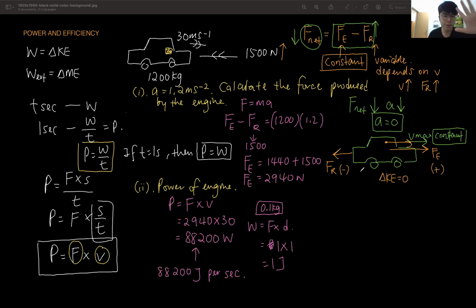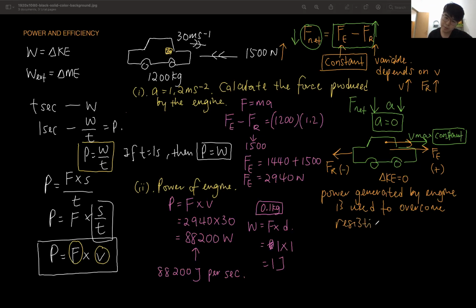So we can also say that the power generated, because power is just work done in 1 second. If you think about this scenario in 1 second, then you get power. It's the same thing. So we can also say that power generated by the engine here is used to overcome the resistive force of the air around it. So there is no increase in kinetic energy, per second.